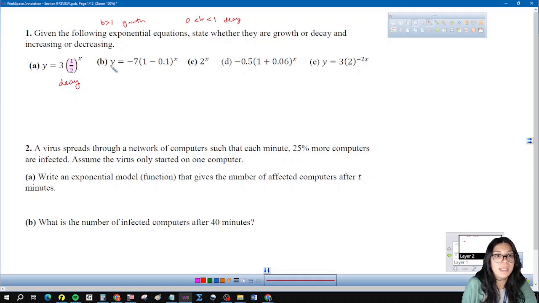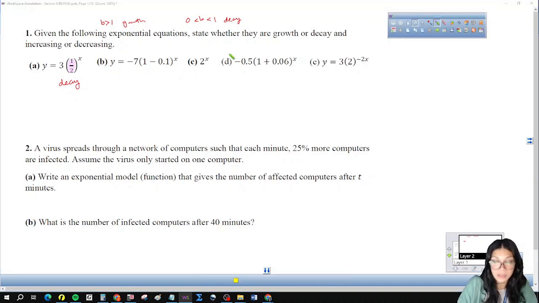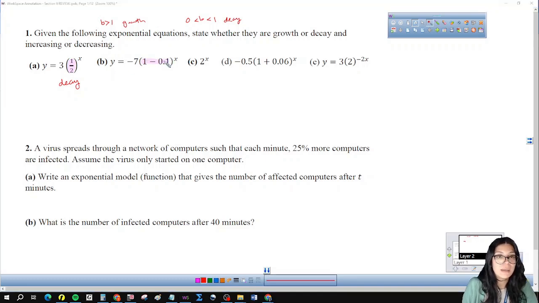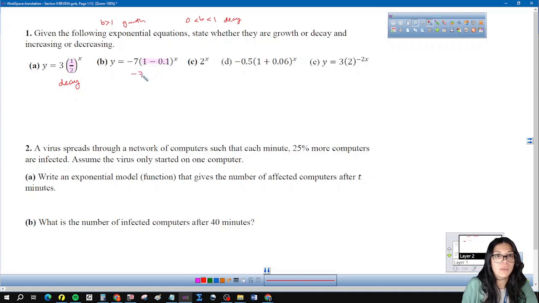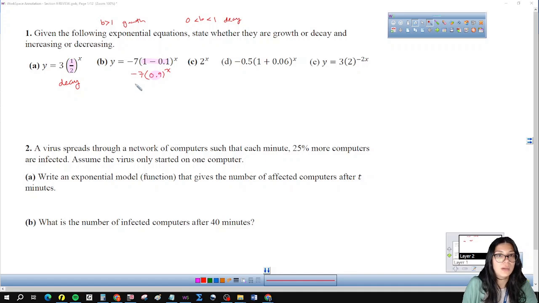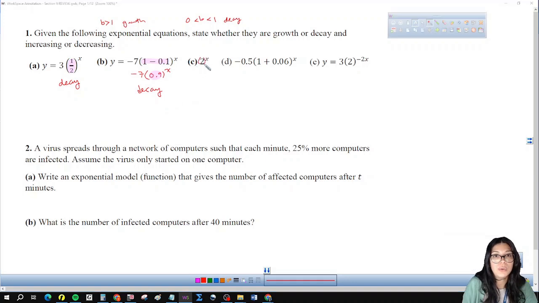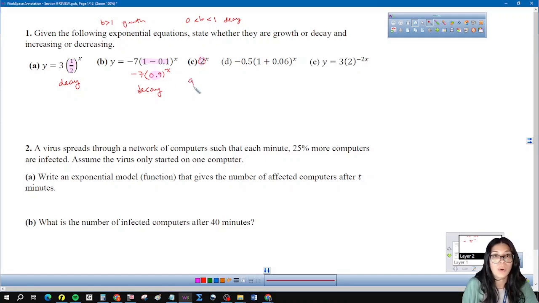On part B, our b value has not been simplified yet. It's 1 minus 0.1. So if we simplified it, that would be -7 and then 0.9 to the power of x, which means that the b value is 0.9, which is again a number less than 1. So this is also an example of decay. On part C, the 2 is the b value. That's what has the power of x. So 2 is a number bigger than 1, so that is growth.